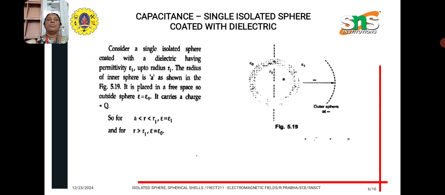And now we are going to see the next case, a single isolated sphere but coated with a dielectric. So in this case, a single isolated sphere is taken and it is assumed to be coated with a dielectric having permittivity epsilon 1 up to radius r1. The radius of the inner sphere is a as shown in the diagram, and it is placed in free space. So outside the sphere epsilon is equal to epsilon naught. It carries a charge of Q. So now for the radius r between a and r1, epsilon is equal to epsilon 1. And for r greater than r1, epsilon is taken as epsilon naught.